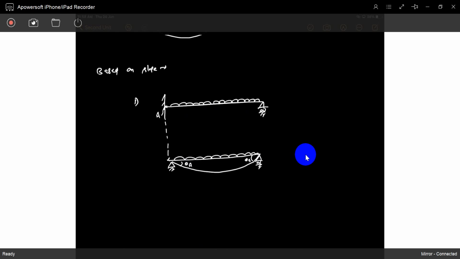You already know what the slope here is. It is a determinate beam now. What is the slope here? WL cube by 24EI. You already know these are the slopes, theta A and theta B are equal to WL cube by 24EI. This is a determinate beam. Okay. So we solve it as a proper cantilever.